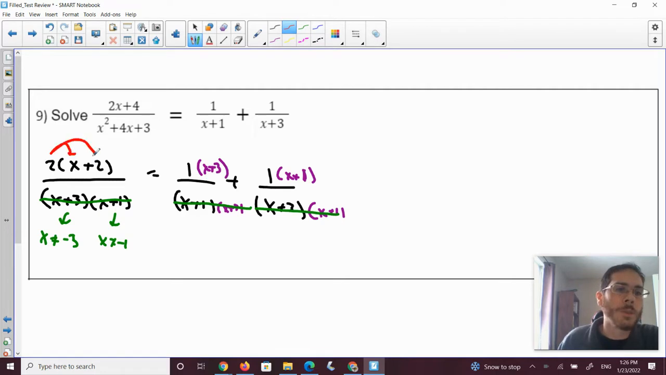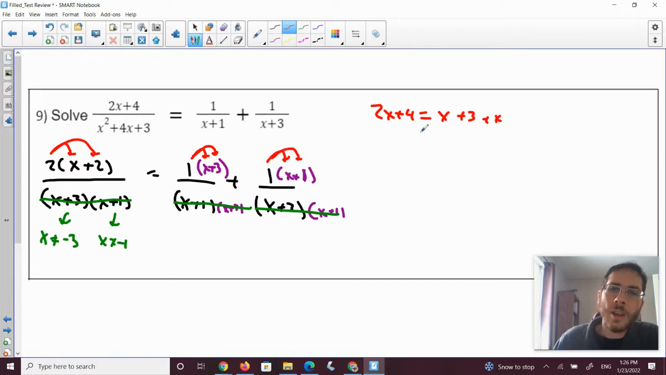A little odd, but we do want to redistribute this. If we factored it and something canceled out, that would make our lives easier. It didn't, so we're back to 2x plus 4. We have to distribute this 1, so that's x plus 3. We have to distribute this 1. So 1 times x is x. 1 times 1 is 1. When we combine like terms, we get x plus x is 2x. 3 plus 1 is 4.